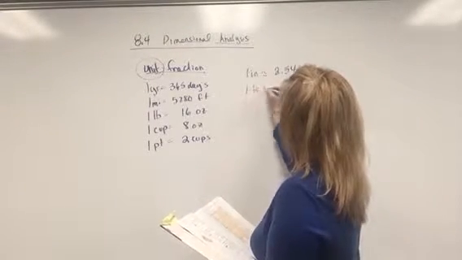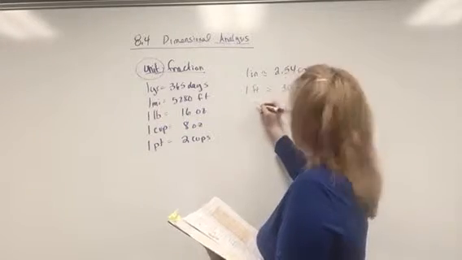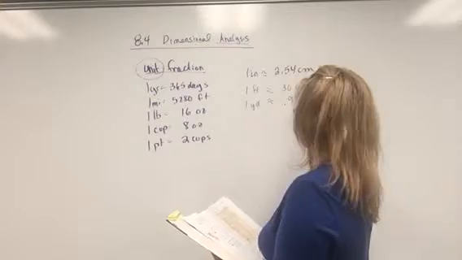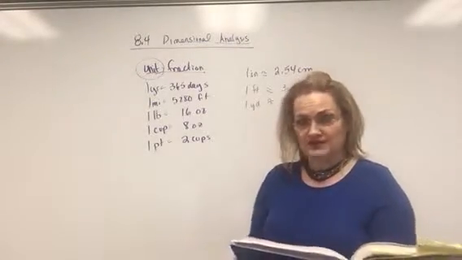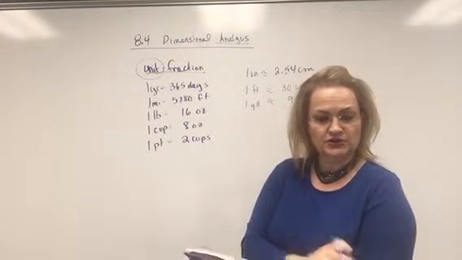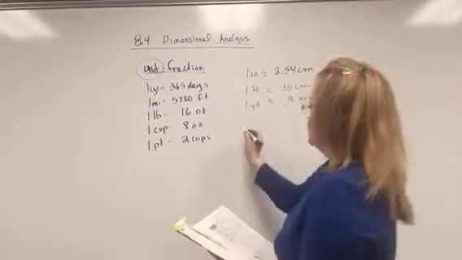1 foot is about 30 centimeters. 1 yard is about 0.9 meters. And then there's many, many others. So there's a chart that you'll use for the next few questions. And so now converting between the metric and the English system, let's look at example 4.